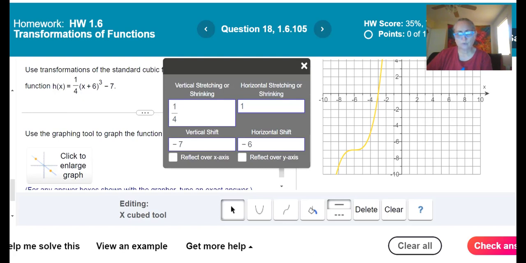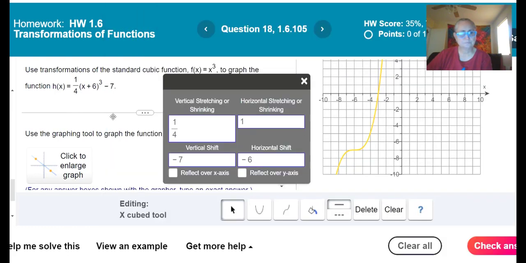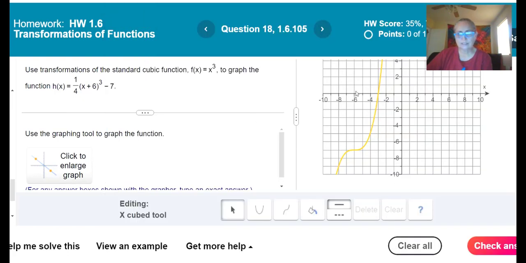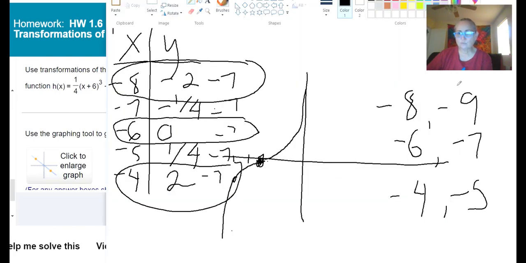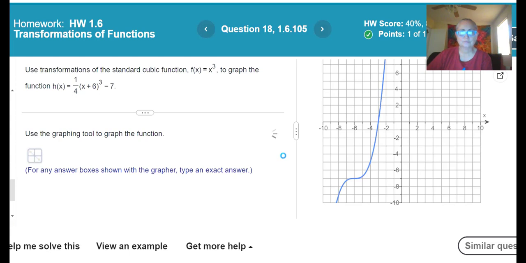And so let's check those points we said. -8, -9, okay? So let's see, -8, -9, there it is right there. We said -6, -7. So -6, -7 right there, right? And then that last one we said -4, -5. -4, -5 is right there. So that's our final answer.